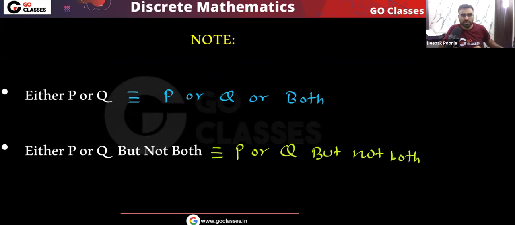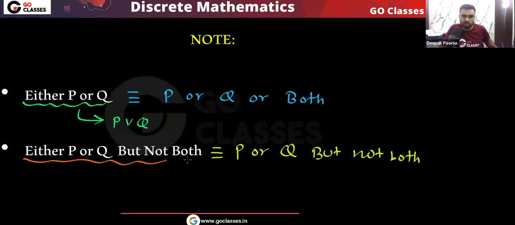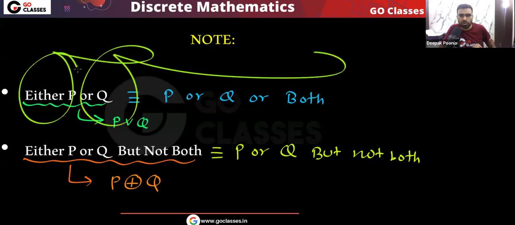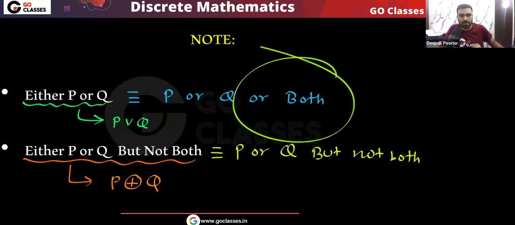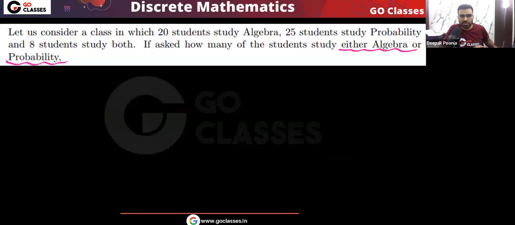If you remember, in mathematical logic, we study that this either P or Q is basically inclusive OR. We write like this, P or Q. And in propositional logic, we study that this either P or Q, but not both, we write it like exclusive or, P XOR Q. But the simple point I want to tell you is that this statement, either P or Q, basically means P or Q or both. Okay. Now let's come back to this question.